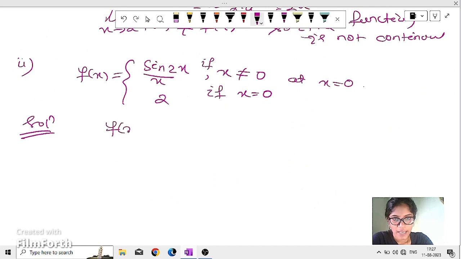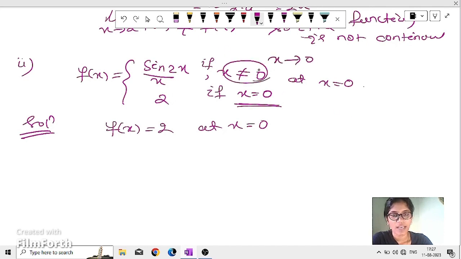Here given f of x is equal to 2 at x equal to 0, and sin 2x by x when x is not equal to 0, meaning x tends to 0. So at x equal to 0, we can write f of 0 is equal to 2.